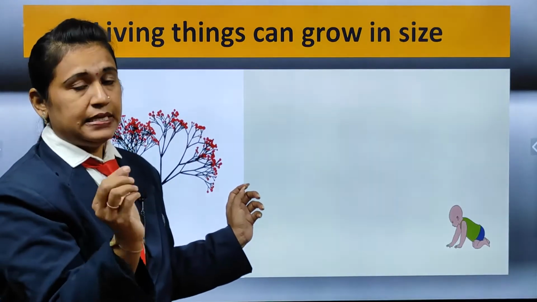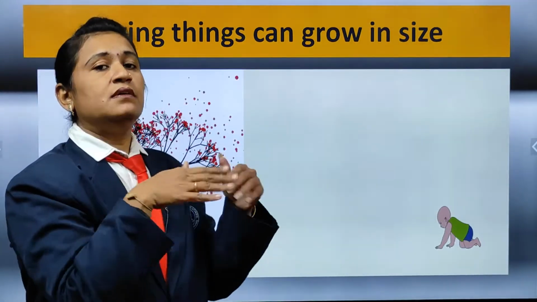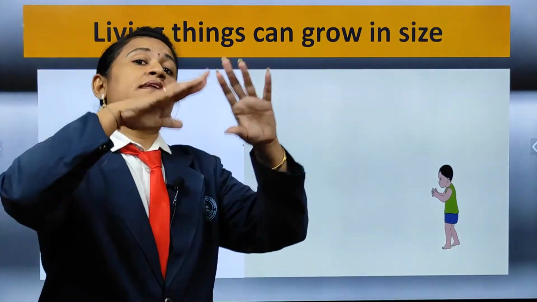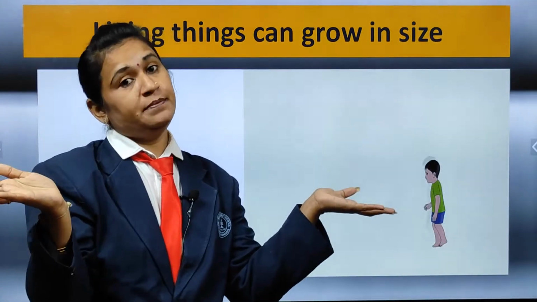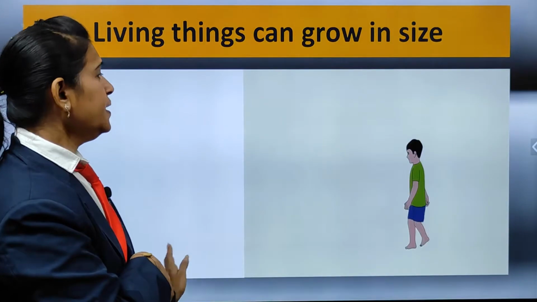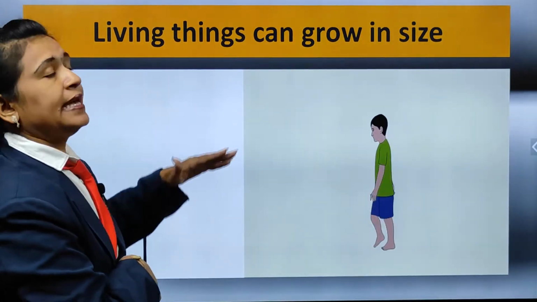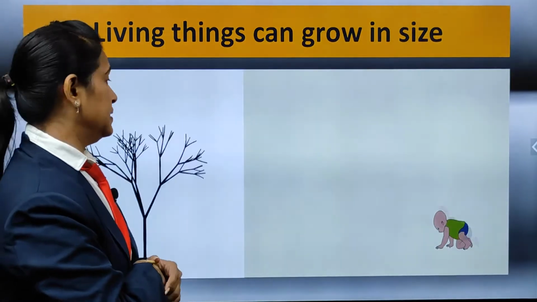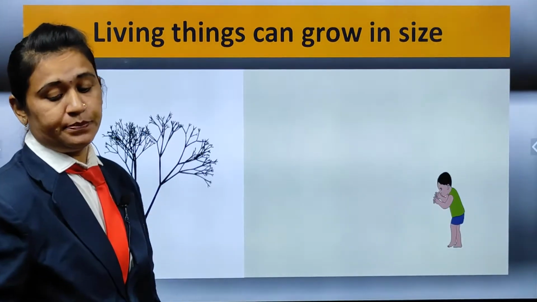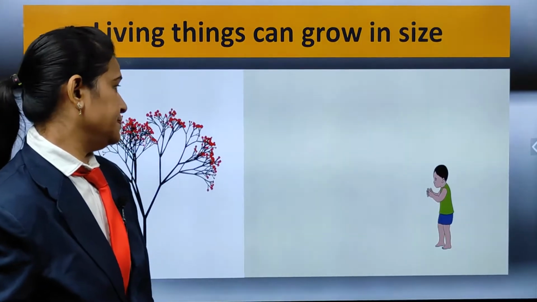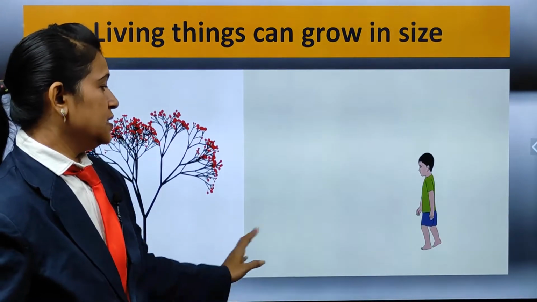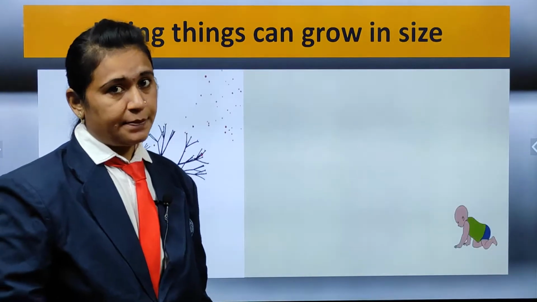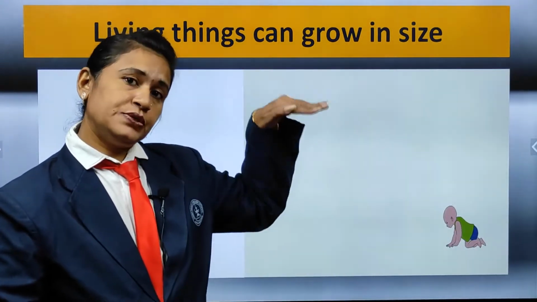First the seed is there, then the plant comes out, leaves and all, then it will be medium size, then it will take the shape of a tree, a big plant. Okay. So, living things can grow in size, bigger and bigger. As time goes, it will grow in size. You can see in the picture how this boy is growing. As time passes, the child will grow into a man.